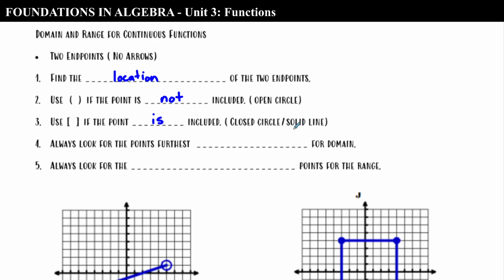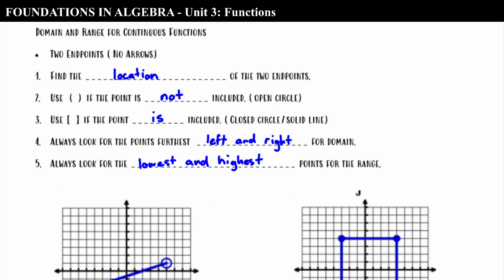You're always going to look for the points furthest left and right for the domain, because we're looking at x values for domain. And then you're always going to look for the lowest and highest points for the range, because we're looking up and down because we're going along the y-axis. So let's do some examples.